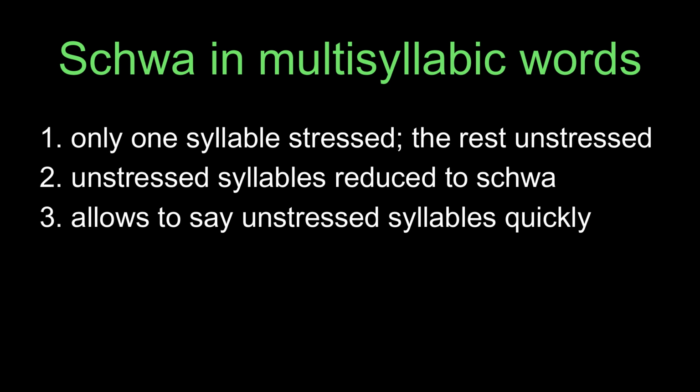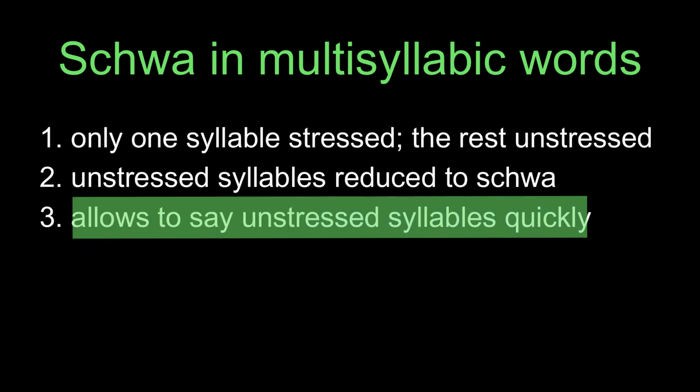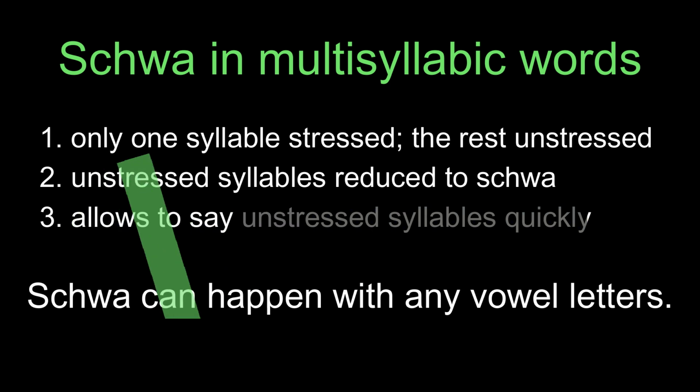Multisyllabic words. When a word has more than one syllable, not every syllable is given an equal emphasis when spoken. Only one syllable is stressed, and the rest are generally unstressed. The vowel sounds in unstressed syllables are usually reduced to schwa. Schwa allows unstressed syllables to occur more quickly in order to emphasize the sound of the stressed syllables. Schwa can happen with any vowel letters.